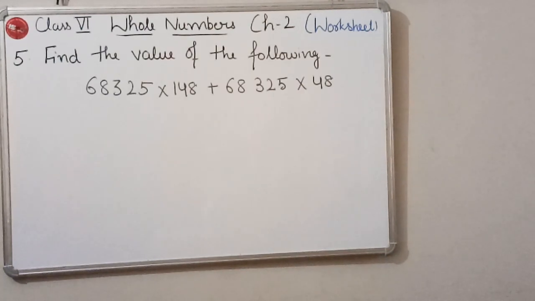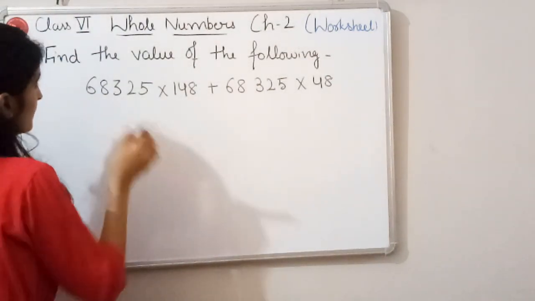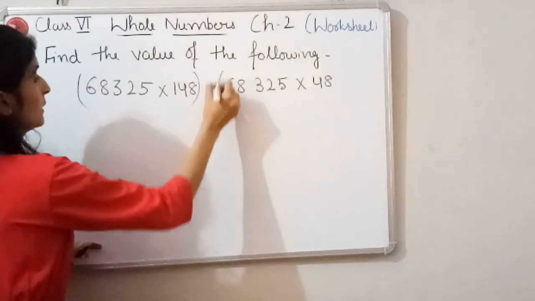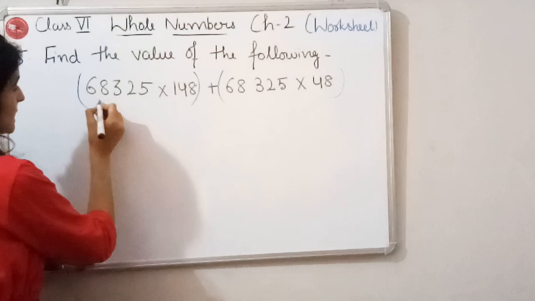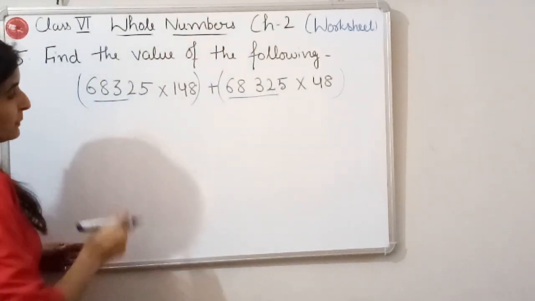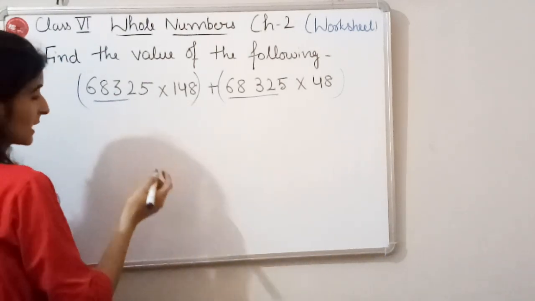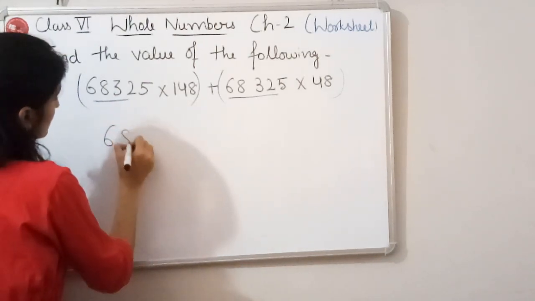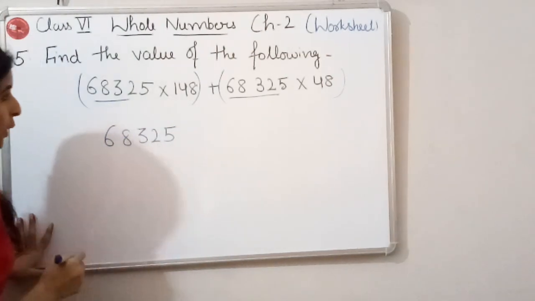Next is question number 5. Now we have to find the value of the following. See children, here we have given these two terms, and in these two terms we can see that this number is coming in both the terms. It means we can take this number common, take out this as a common number. So 68325 we are taking as a common number.